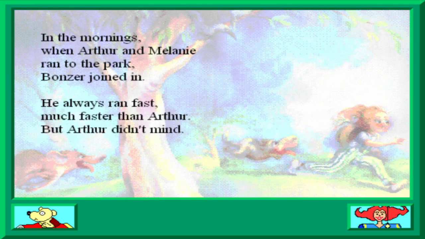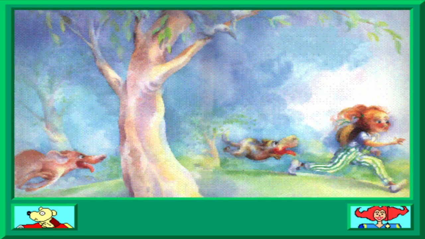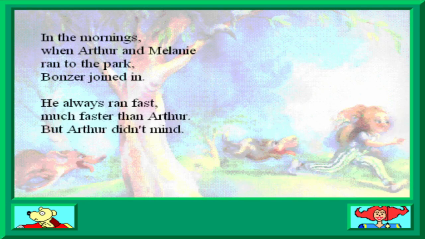When Arthur and Melanie ran to the park, Bonzer went too. Find and click the word that tells when they went to the park. Mornings. Yes, they ran to the park in the mornings. Find and click the word that tells how Bonzer ran. Fast. Yes, Bonzer ran fast.